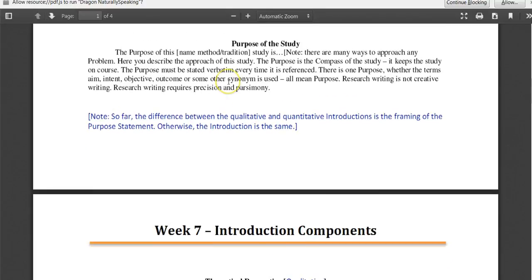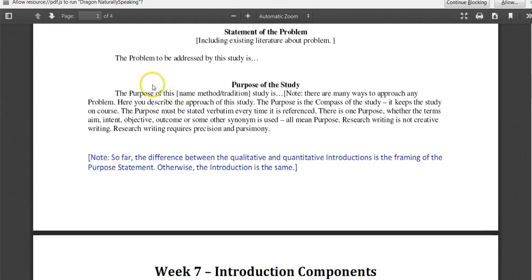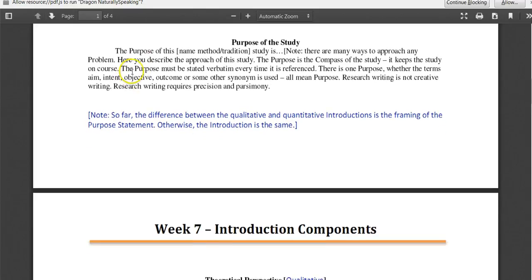Then we move to the purpose statement. And the purpose is kind of the therefore. Once we've identified the problem, the purpose statement is our approach. So we've identified the problem and therefore the purpose of the study. So that leads us right into our purpose statement.